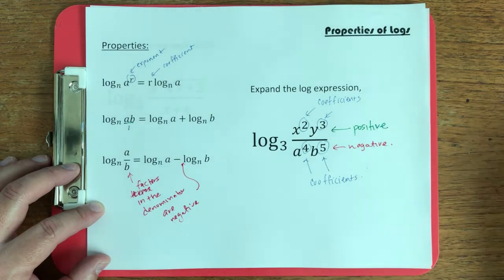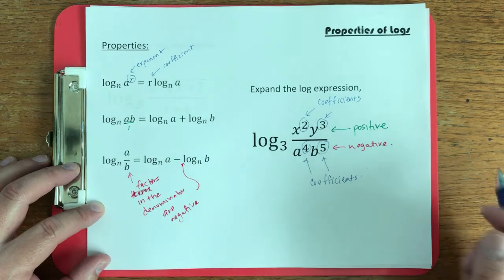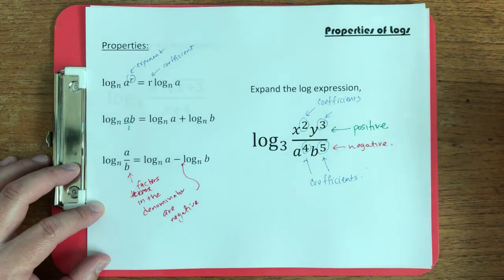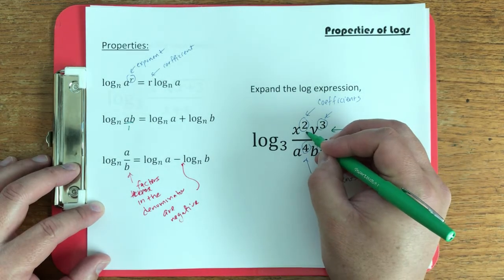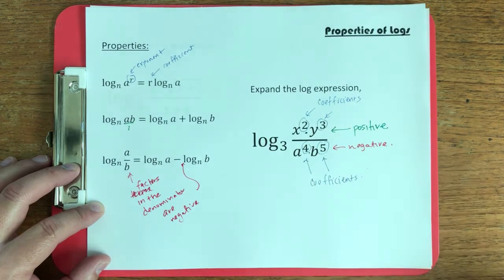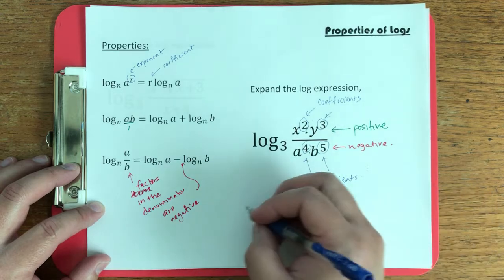So what we want to do is expand this single log into multiple logs. What we're first going to do is look at everything separated by a multiplication. The x and y are separated by a multiplication, and the a and the b are separated by a multiplication. Each one of them is going to get a separate log.